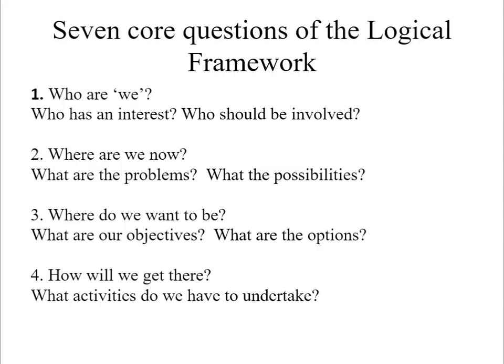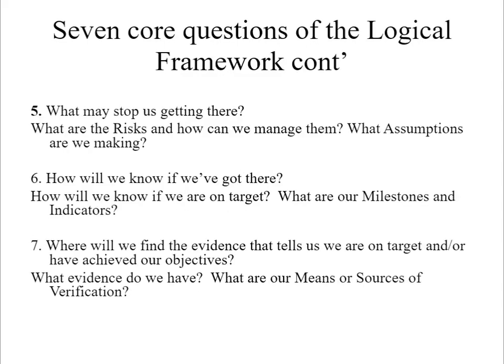On question 4, we look at how will we get there, whereby we look at the activities to undertake in order to achieve the objectives which have been formulated. On question number 5, we focus on the risks as hindrances that stop us from achieving our formulated objectives and how to manage them. So, we ask ourselves, what are the risks and how can we manage them? On the same, we also look at the assumptions.